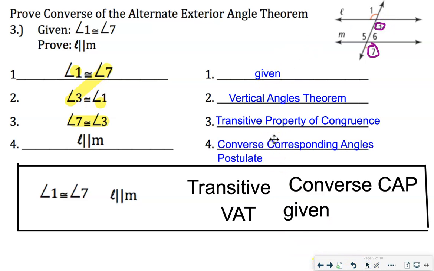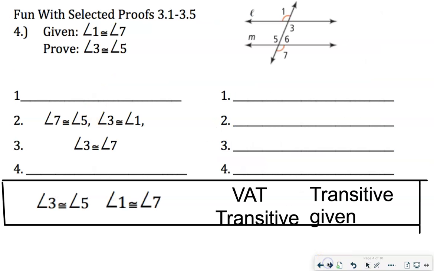So, converse of corresponding angles. The proof of the converse of alternate exterior is almost identical to the alternate interior converse. That's proof number 3. Moving on to proof number 4. This time we don't know the lines are parallel.